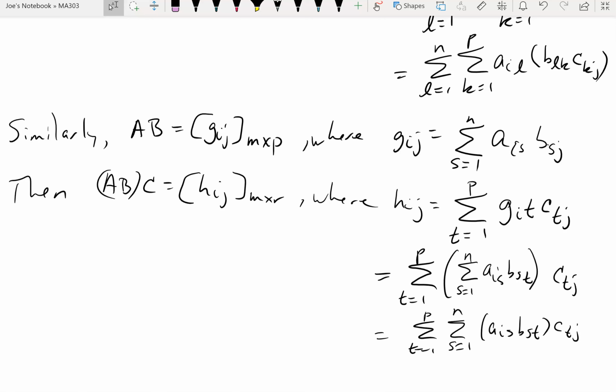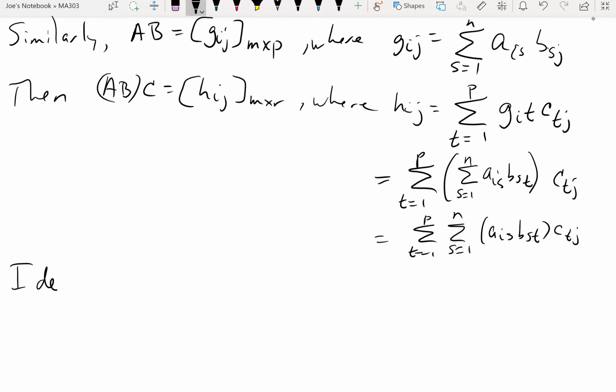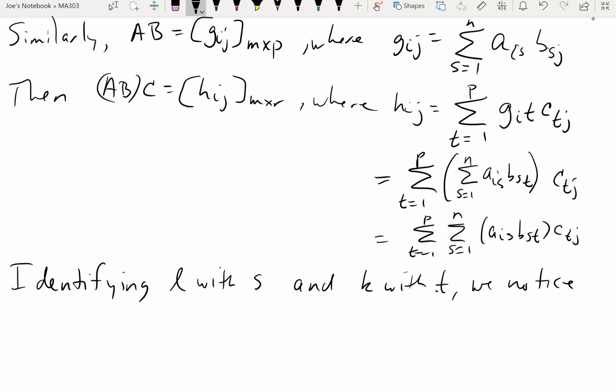Because we know that we can regroup because real number multiplication is associative, right? So just write it this way, identifying L and S, oops, sorry, not L and T, L with S, and K with T. We notice that F sub ij is equal to H sub ij.